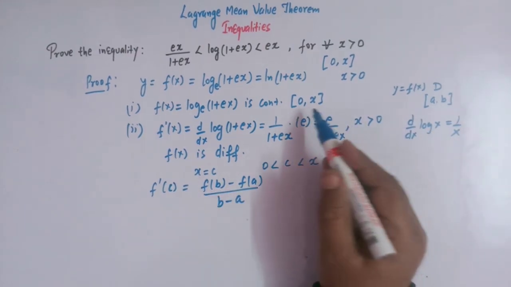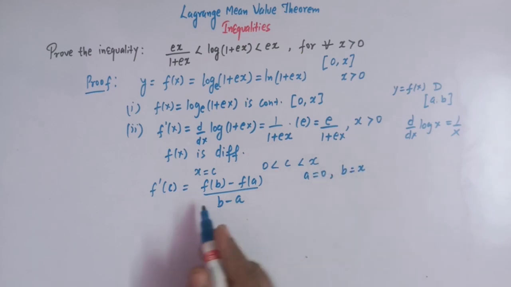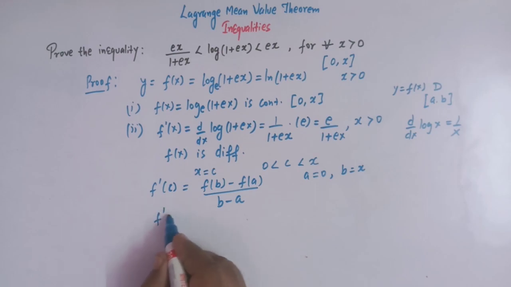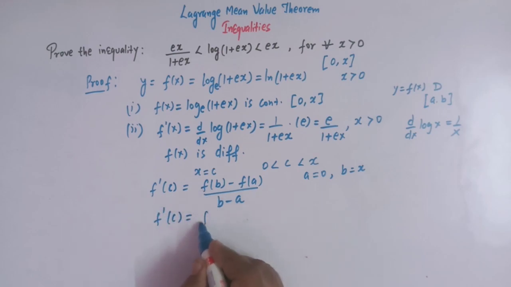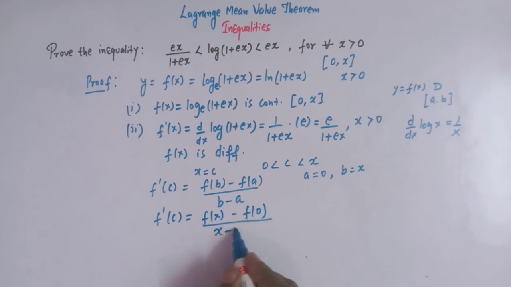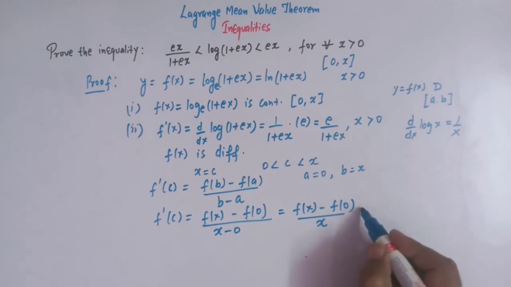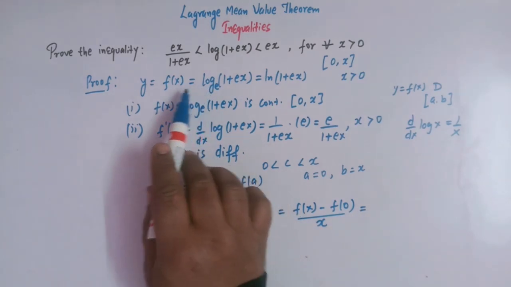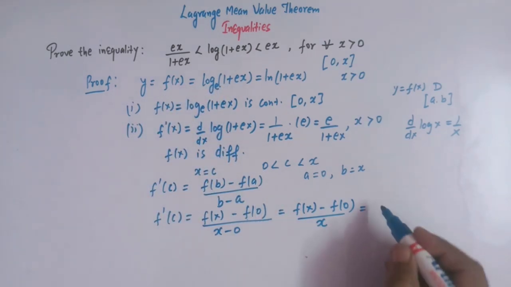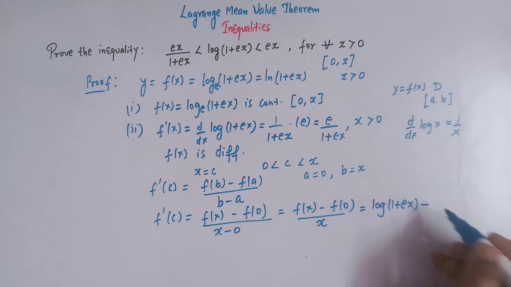So here our a is 0 and b is x, so this expression now reduces to f prime of c, and we have f of x minus f of 0 because a is 0 and b is x, and we have here x minus 0, so this is f of x minus f of 0 divided by x, right? Okay, now f of x can be obtained from the function itself, so we have log of 1 plus ex and minus f of 0.